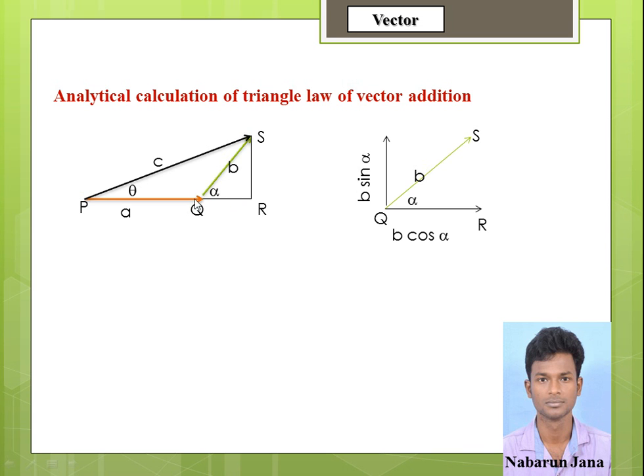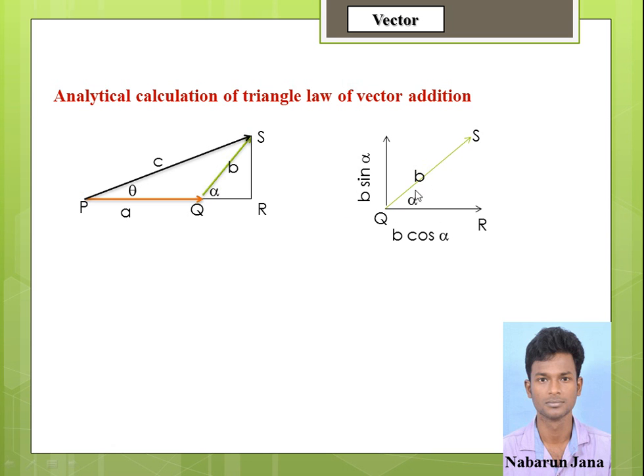Okay. Now look at B. This is B and this is QR making an angle alpha. So this is B from Q to S. Yes, from Q to S. This is B and the extension is QR. The extension is also QR and the angle is alpha.